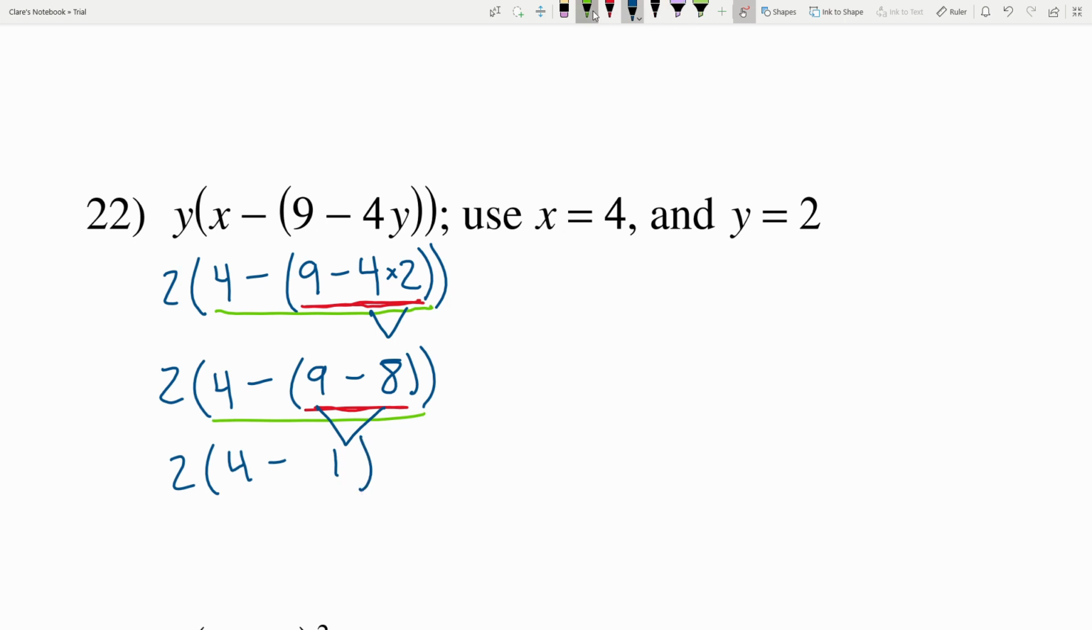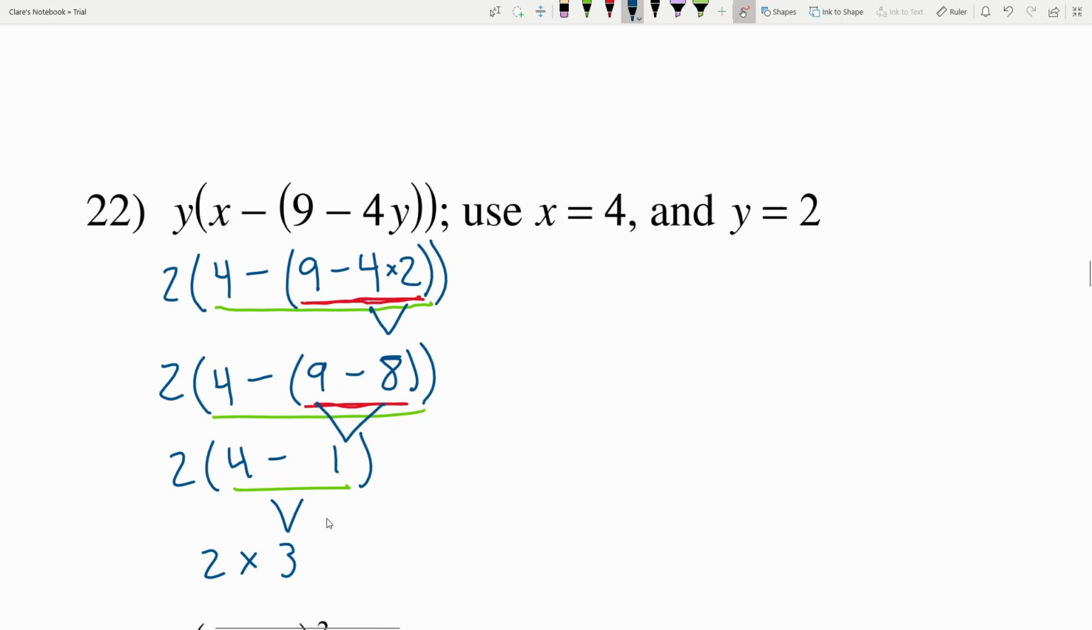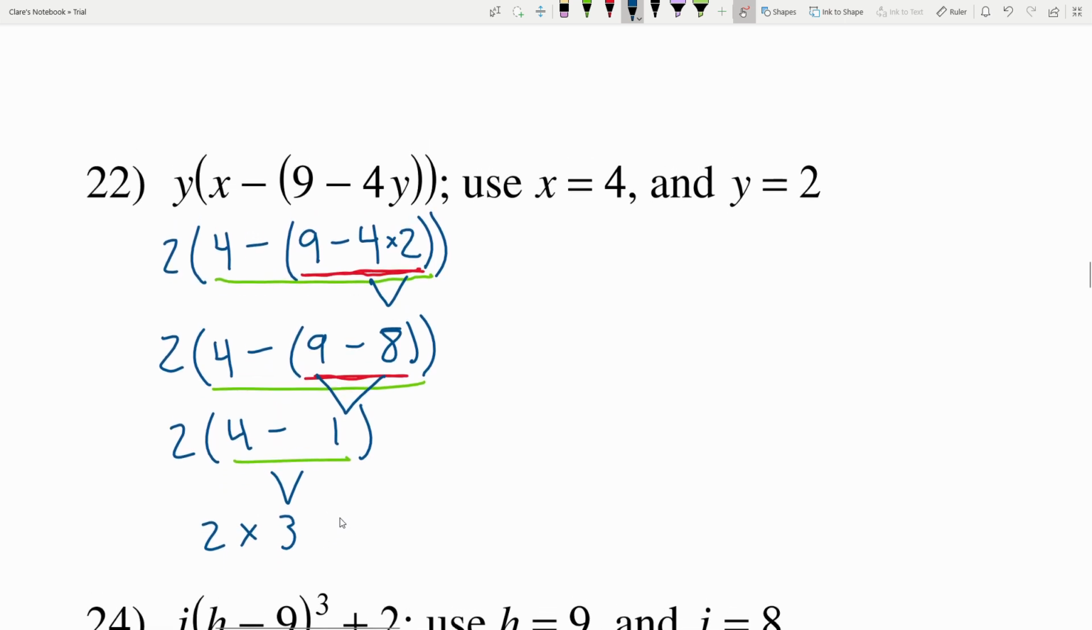Now, finally, my parentheses, 4 minus 1, that's going to give me 3. And 2 times 3, scrolling down, 2 times 3 equals 6. So 6 is my solution in number 22.